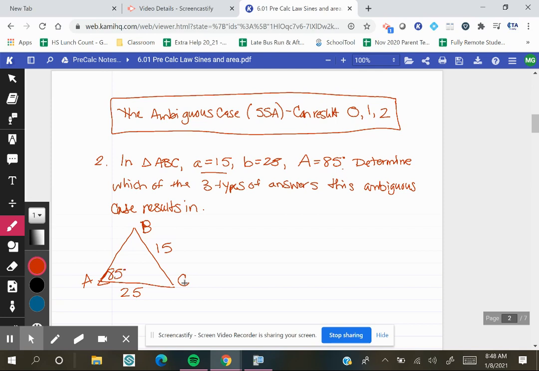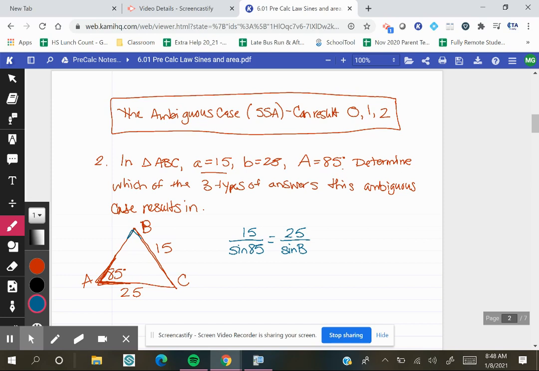So first of all, I notice I know side A and I know angle A. So I have a side across from a given angle, which means I can use law of sines. So let's set it up and start to solve. It doesn't say anything we're specifically supposed to solve for, so we'll just start solving what we can find. So 15 over sine of 85 equals 25, the only other side we know, and that's across from angle B, so sine of angle B.